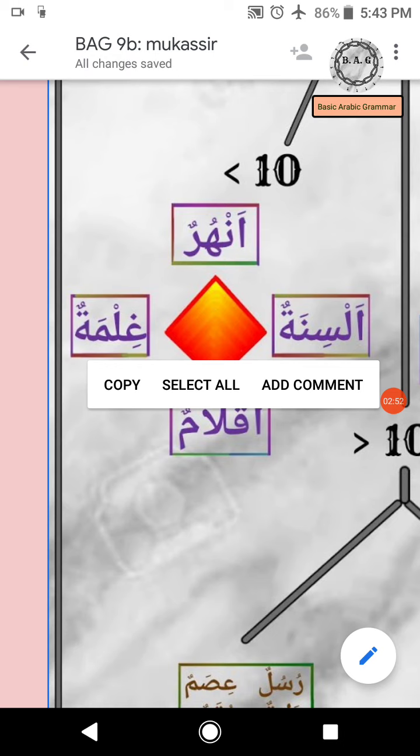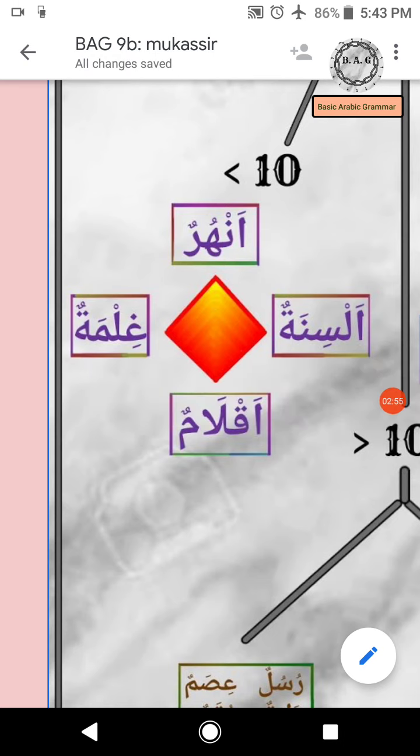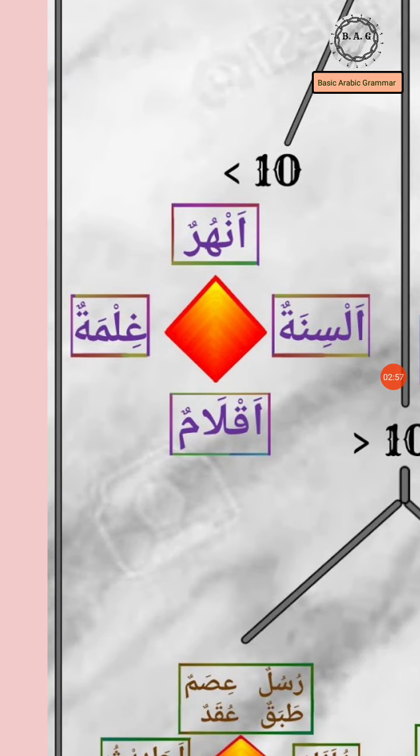Wait a second. What is this? Yeah. So we have, first of all, anhurun. Now the root letters rather are noon, ha, and ra. So it's the pattern of ulun. All right. Then we have aqlamun. The root word is qalamun, a pen, and aqlamun is its plural, jama mukassir. Then we have ghilmatun and alsinatun.